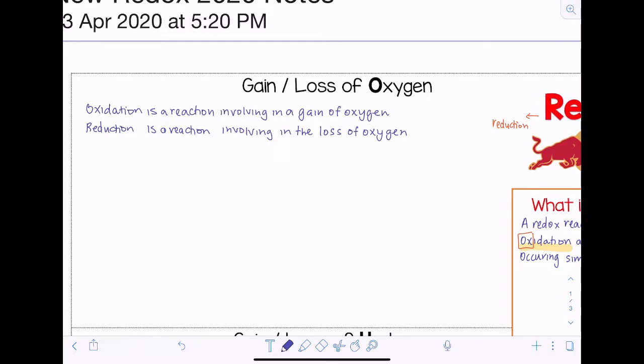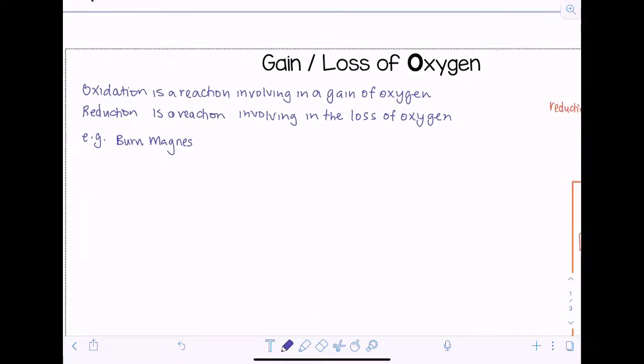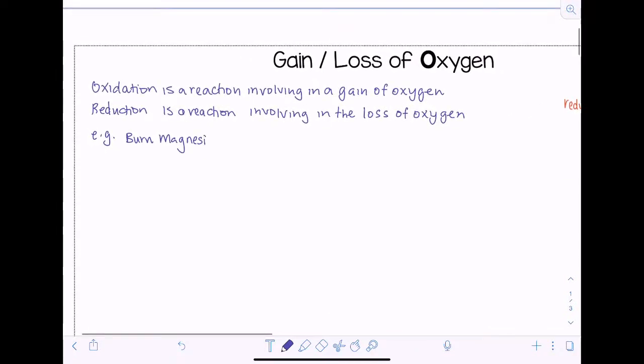So our very first example would be something where a metal reacts with oxygen. So here I would like to relate one example of oxidation. Say, for instance, when you burn magnesium. When we burn magnesium in air, what really happens? This is a reaction that occurs. Magnesium reacts with oxygen in the air to give you magnesium oxide.